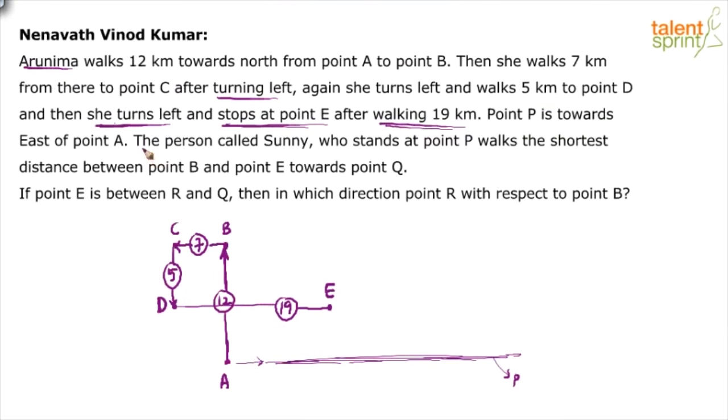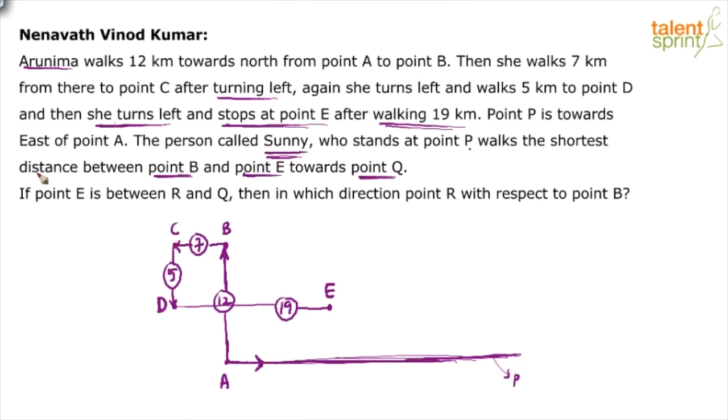Now, the person called Sunny, who stands at point P, walks the shortest distance between point B and point E towards point Q. Now you have to understand this. There is this person called Sunny who is standing at point P. Where is point P? We don't know. Point P is somewhere on this line, east of point A.